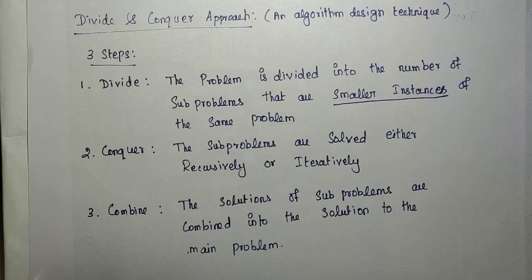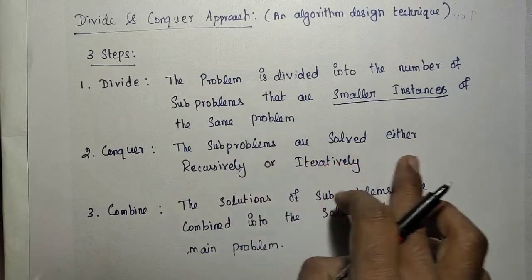It means that if the main problem is sorting, the subproblem should also be sorting. If the main problem is searching, the subproblem is also searching. Smaller instances means, if it is sorting for n numbers, the subproblem may be sorting for n by 2 numbers. Searching a number from n numbers means the subproblem will be searching a number from n by 2 numbers, like this. A smaller instance of the main problem.